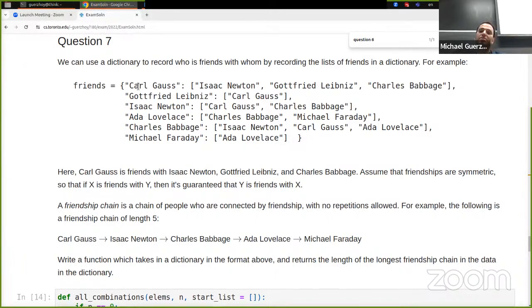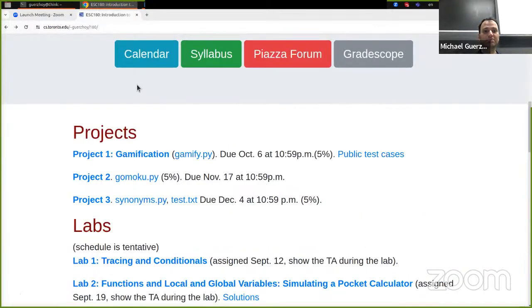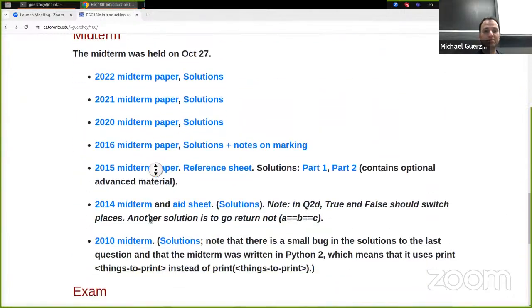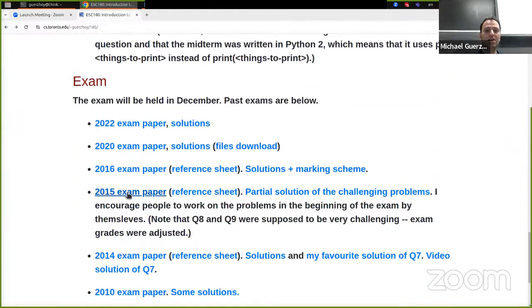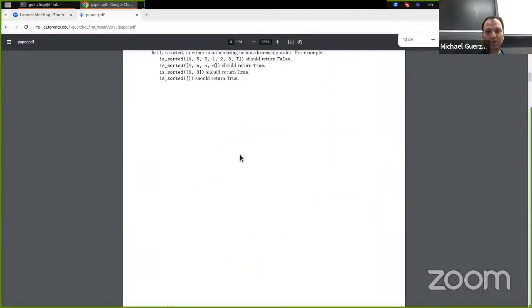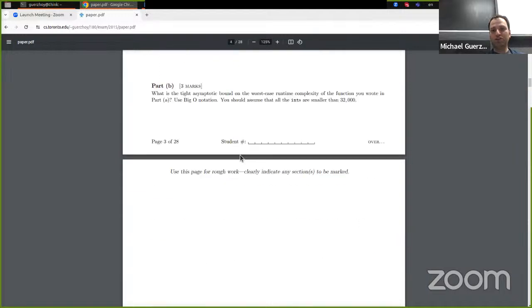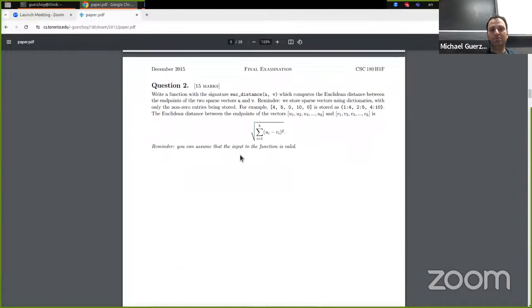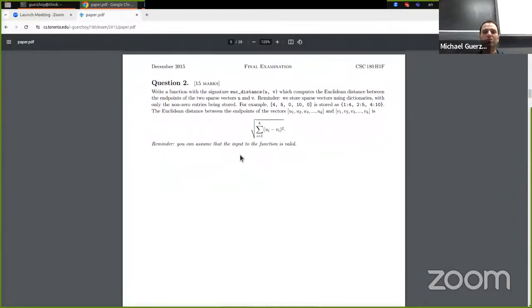Yeah. I have a question about one of the ones from 2015. It's for question 2. We did sparse matrices this year, sparse vectors, and I was just wondering if you could explain. We have done sparse vectors technically in project 3, right? So basically, from ESC180, what's a vector? It's just like a matrix with number of rows equal to 1, right?